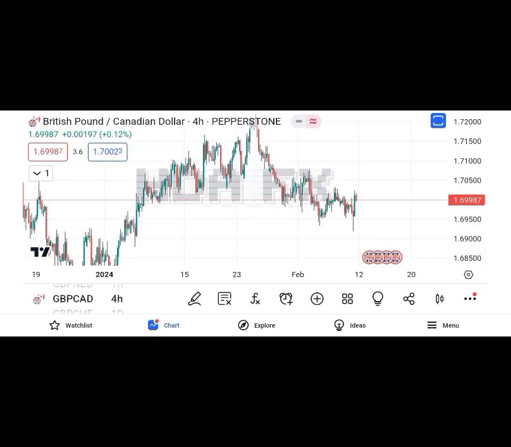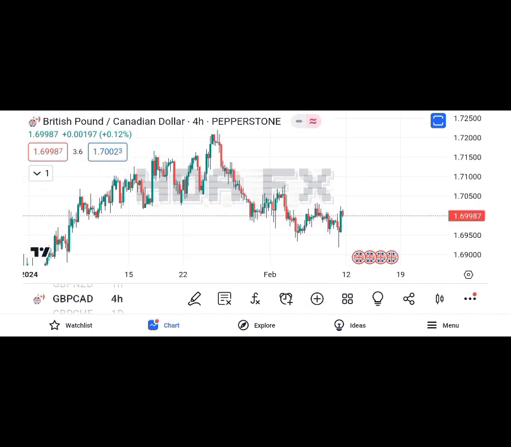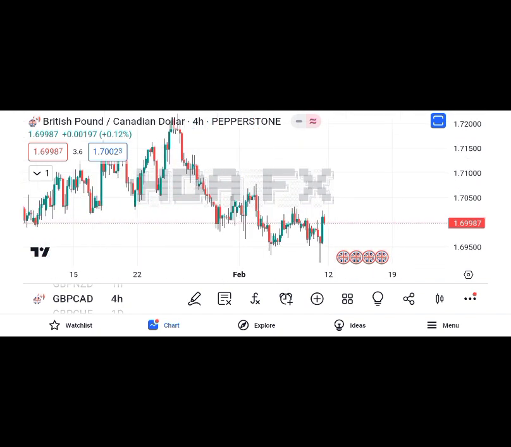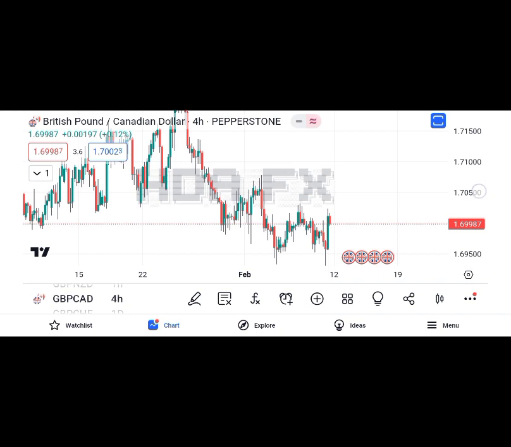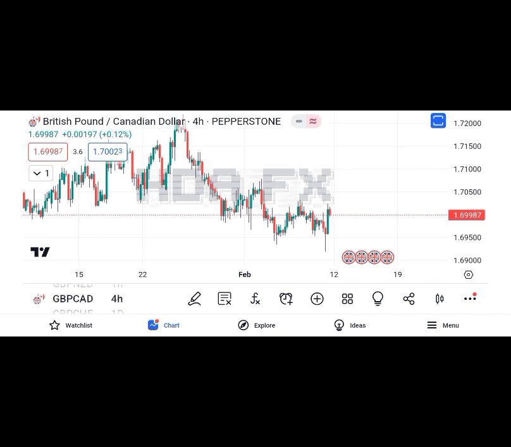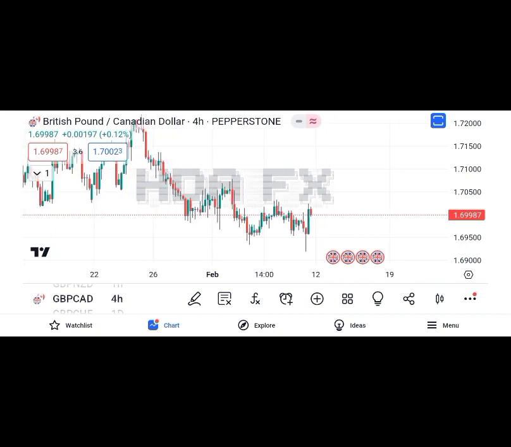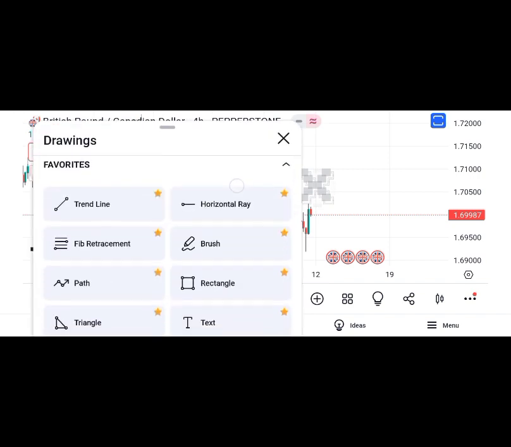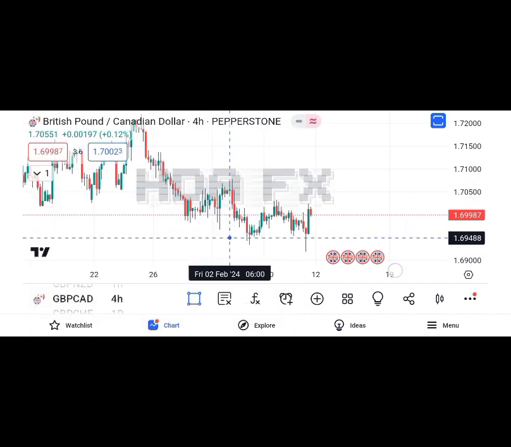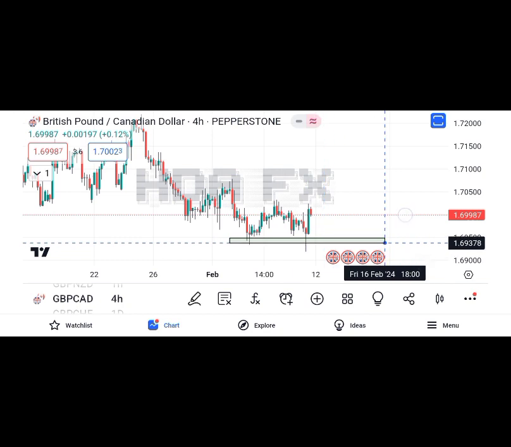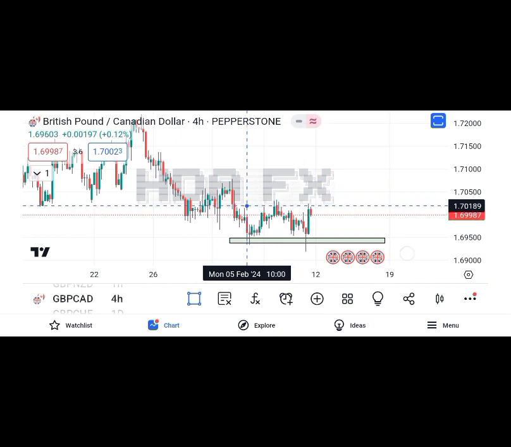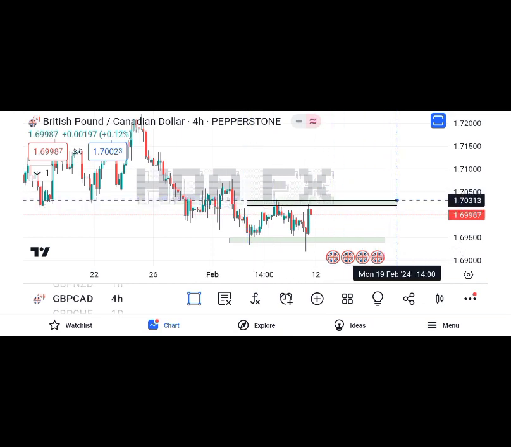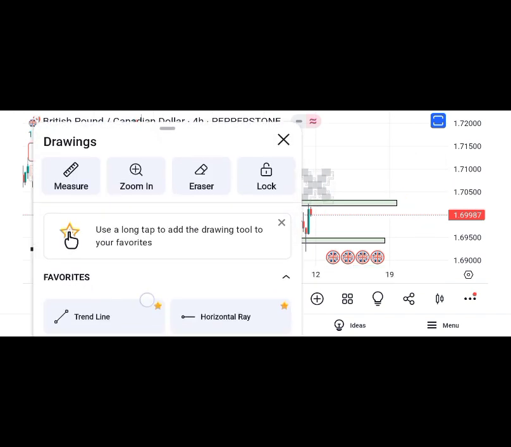So on GBPCAD, with our analysis on this pair, I would like to start on the 4 hour time frame because the 4 hour time frame is giving me a clearer picture of the market. Looking at this pair, we can see that the market is in a downtrend but kind of ranging also. So this is what I'm seeing. We have this key zone here, and we also have another zone here. We also have another key zone here, and another key zone here.